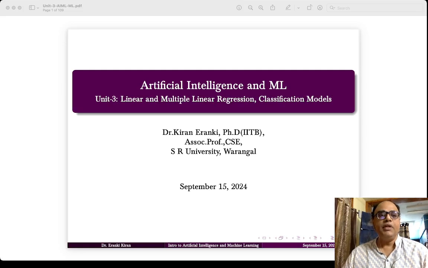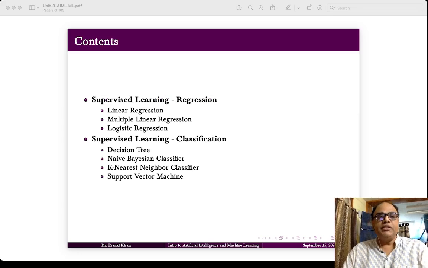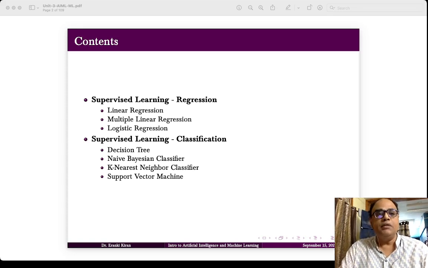Good morning all. Today we will learn about linear and multilinear regression models. Regression and classification are part of supervised learning approaches. Supervised learning approaches are those where you already have some prior information in terms of classes or labels or features. So they are referred to as supervised learning. First we will begin with the regression approach, then we will proceed to classification.